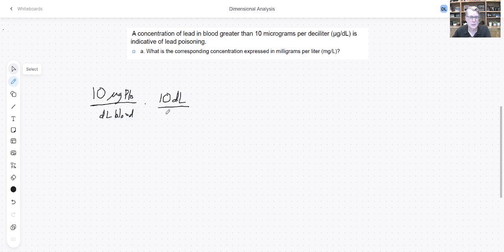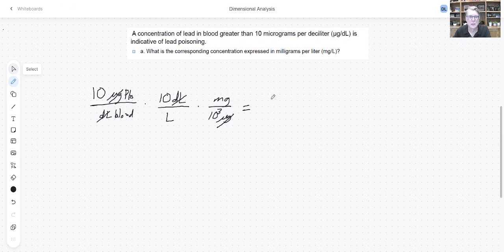There are 10 deciliters in every liter. Similarly, there are 1,000 micrograms for every milligram. Let's examine our units here, see if there are some that we can cancel out. Indeed there are, because we have micrograms in the denominator, micrograms in the numerator. We also have deciliters in the denominator and deciliters in the numerator, leaving us with milligrams per liter.